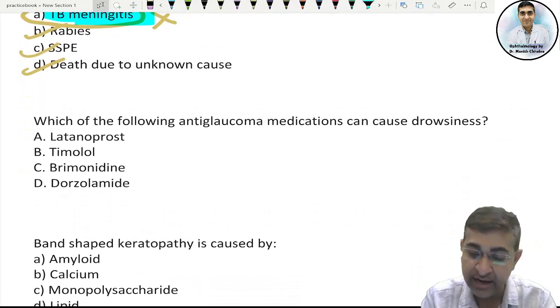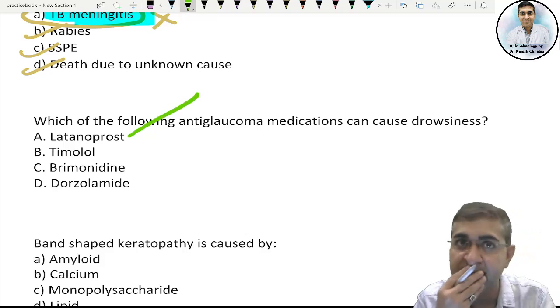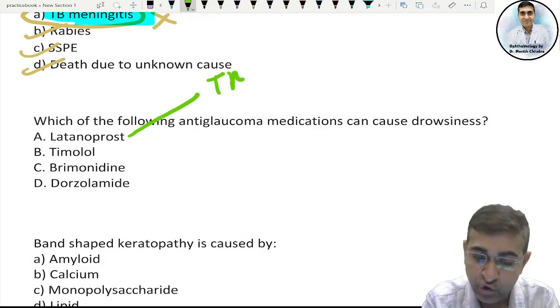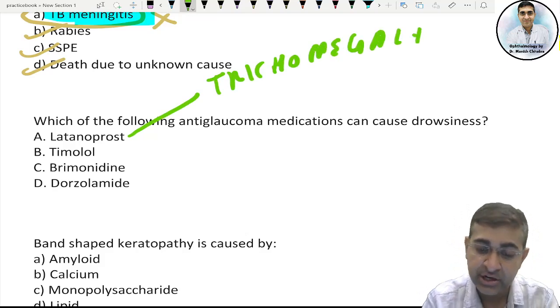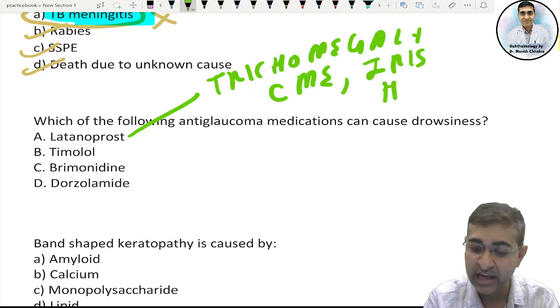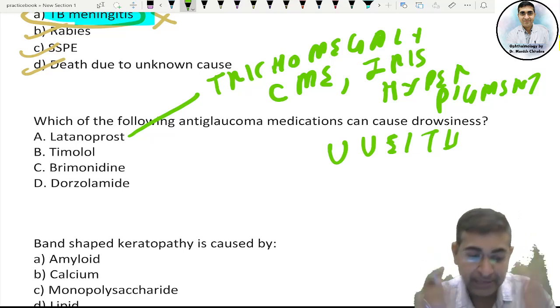Which of the following anti-glaucoma medications can cause dryness? What are the side effects of latanoprost? Yes, it causes trichomegaly. It can cause cystoid macular edema. It can cause iris hyperpigmentation. It can even cause uveitis. These four side effects have been asked multiple times.